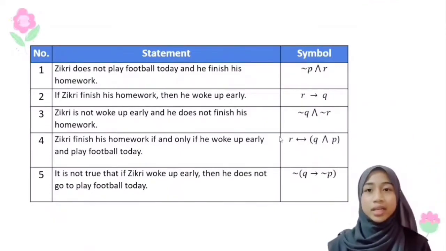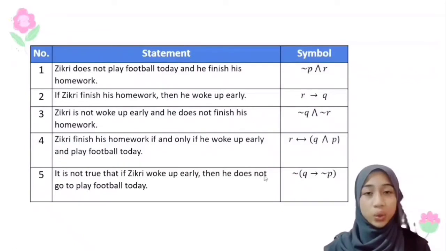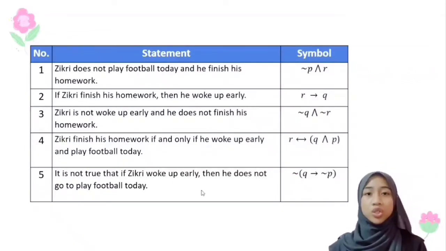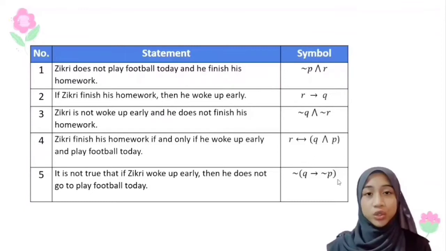The last one is: it is not true that if Zikri woke up early, then he does not play football today. So the symbol is not, or negation, of the bracket Q implies not P. It is not true relates to the not, or negation.